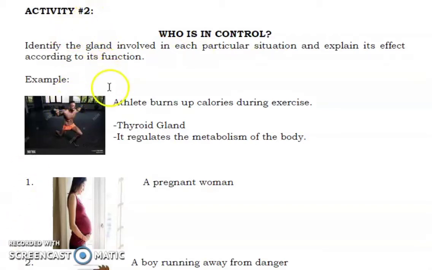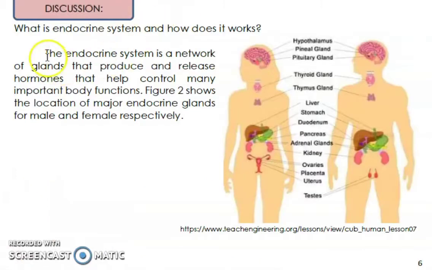Before we proceed in answering, let's discuss. What is endocrine system and how does it work? The endocrine system is a network of glands that produce and release hormones that help control many important body functions. Figure 2 shows the location of major endocrine glands for male and female respectively. You can pause the video and study the picture.